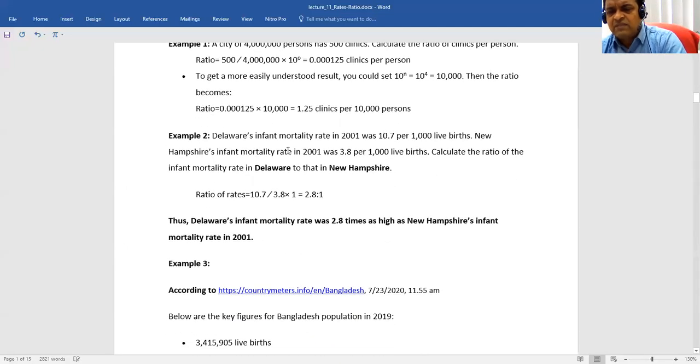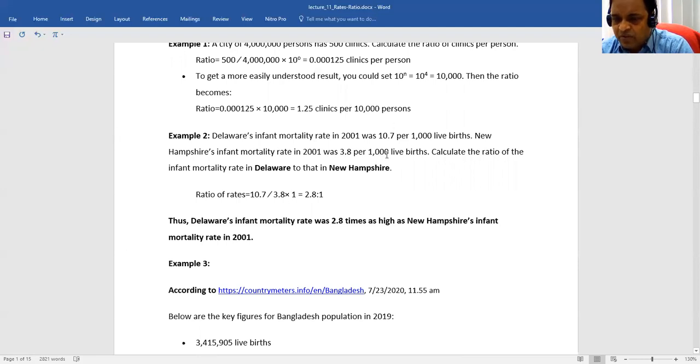So let us do another example. Do you know there are 2 cities in the USA? One is Dilwale, where the infant mortality rate in 2001 was 10.7 per 1,000 live births. And the other city, New Hampshire, where the same infant mortality rate was 3.8 per 1,000 live births. So what is the ratio of the mortality rate between the 2 cities, Dilwale to New Hampshire? For Dilwale it was 10.7 and for Hampshire it was 3.8.